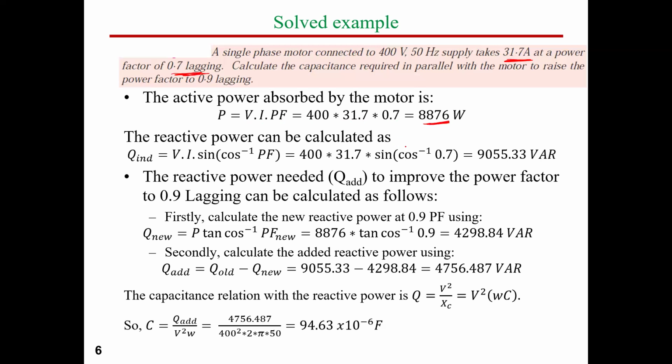What about the reactive power without the capacitor? We can calculate the reactive power by means of the power factor. You know that reactive power equals VI sine phi, where the angle phi can be calculated as cosine inverse of the power factor. So 400 times 31.7 ampere times sine of cosine inverse 0.7. This would be the amount of reactive power taken from the supply.